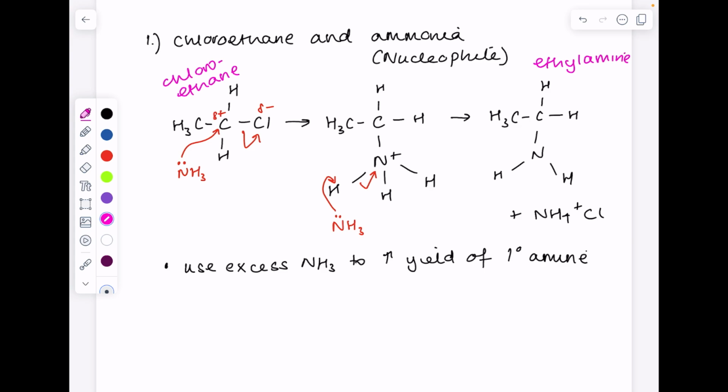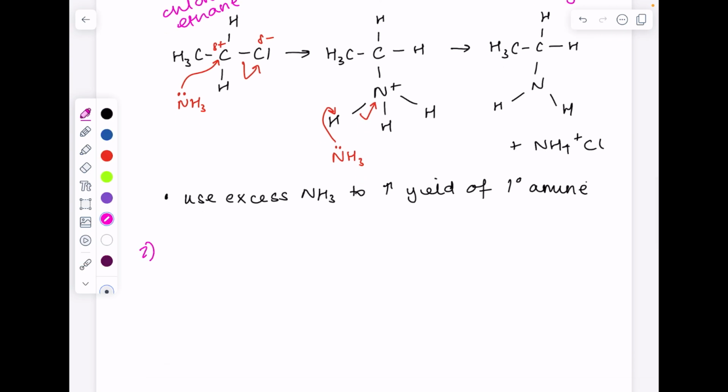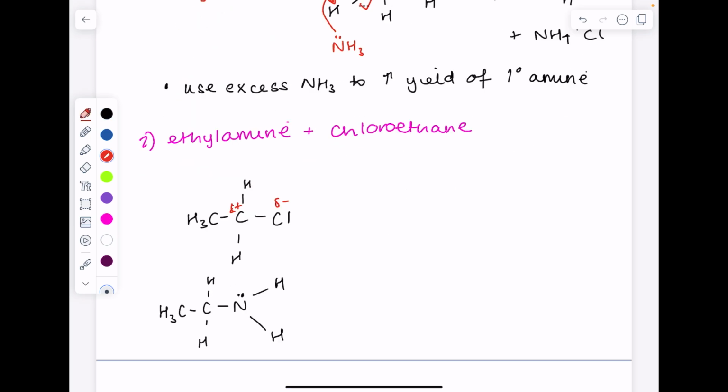If we didn't have excess ammonia, however, let's actually look at what can happen now. If we take our ethylamine and react it with chloroethane, very similar, just looks slightly more complicated, but our lone pair will attack again at that electron deficient carbon, causing the breakage of this bond. Obviously, our next structure is going to be quite complicated.